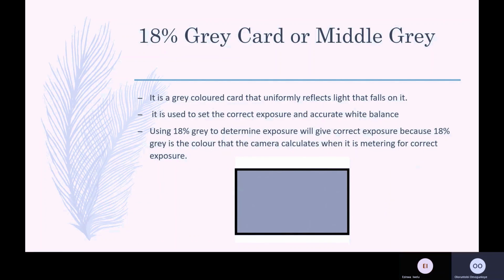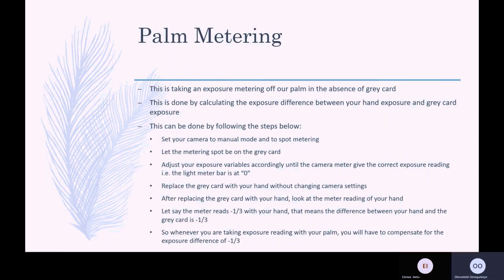If your subject is wearing white, that means for you to turn white to gray, it has to take out enough light. You have to reduce the light there so that it can become gray. But if your subject is wearing a darker color, it just needs to take away a little or add a little light for it to become gray. That is what we call 18 gray. It's a gray color card used uniformly. It is used to correct light.